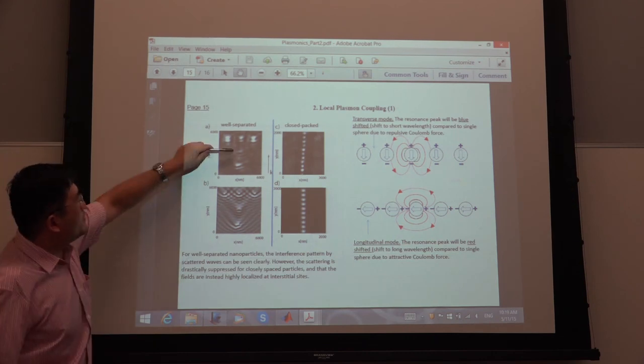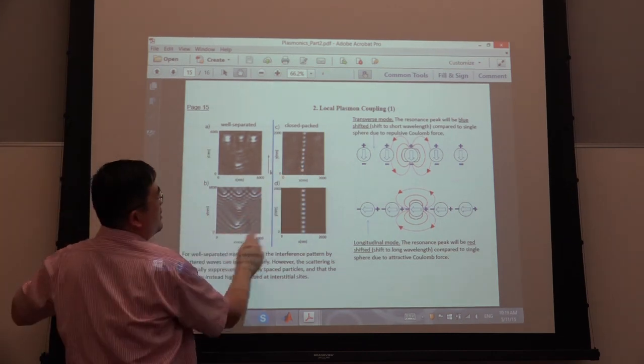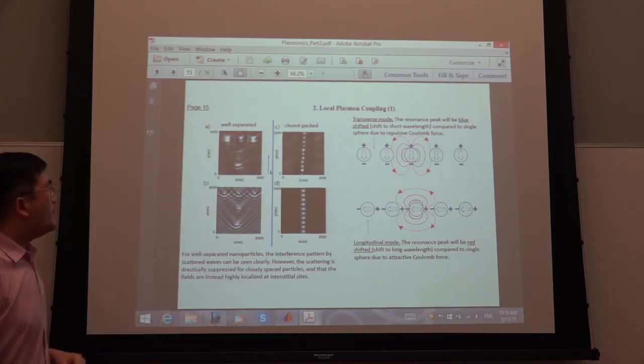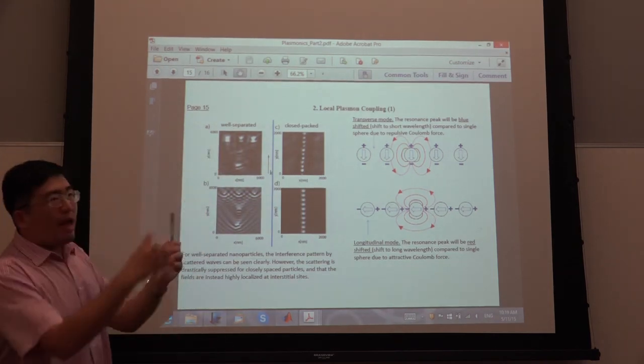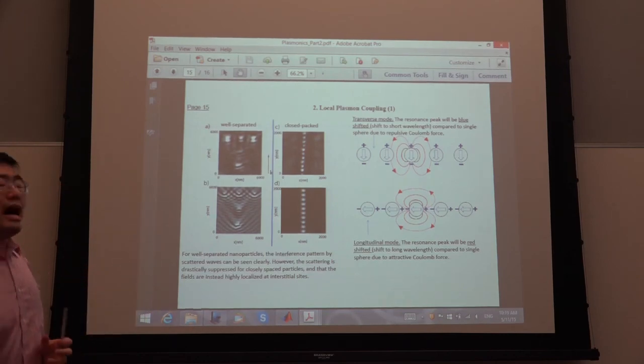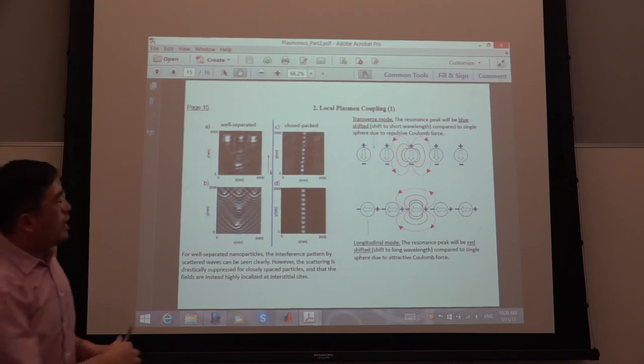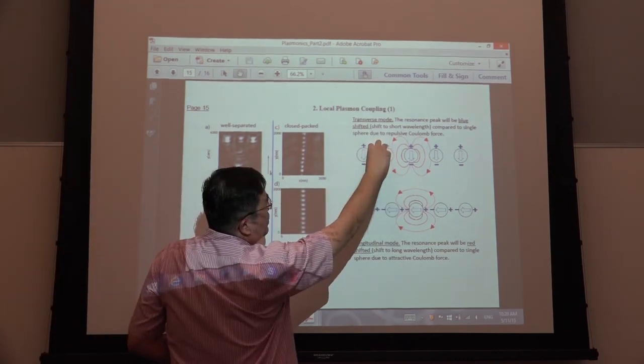Another very standard and famous structure is the sphere chain structure. This is the experimental result, and this is the simulation at the bottom. You can see they agree very well. If the spheres are well separated, they are not coupled. Typically, the distance equals one diameter.